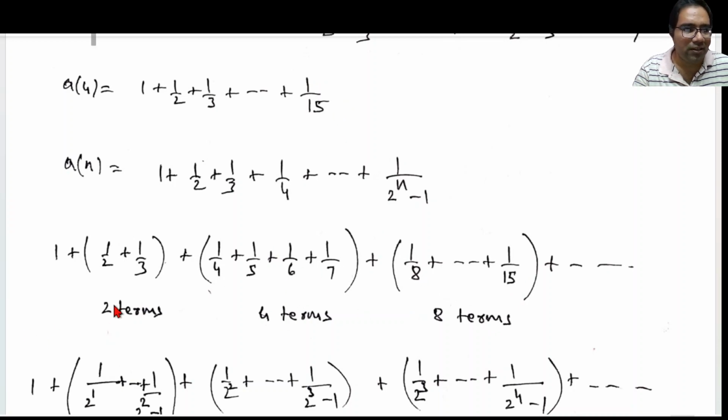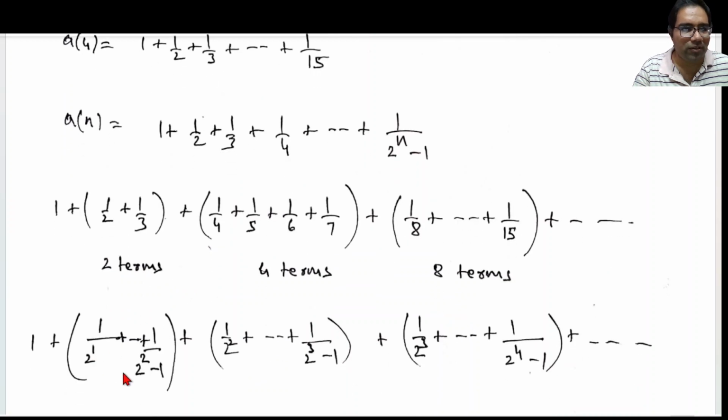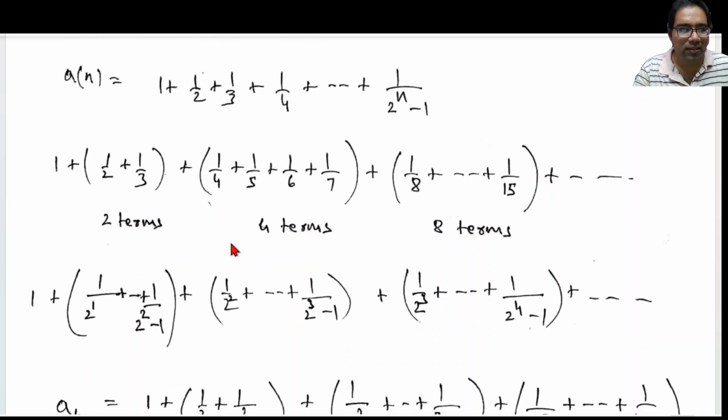So, for example, let's group the first bucket from 2 power 1, which is 2, to just 1 before 2 squared. So 2 power 1 to 2 squared minus 1. Then the second bucket is 2 squared to 2 cubed minus 1. That is the second bucket. The third bucket is 2 cubed to 2 power 4 minus 1. Let's bucket it like this. What does that mean? We are bucketing in 2 terms, 4 terms, 8 terms. We are bucketing it that way.